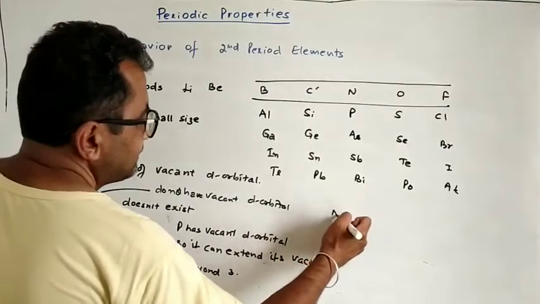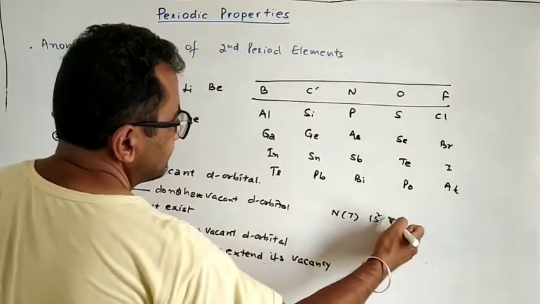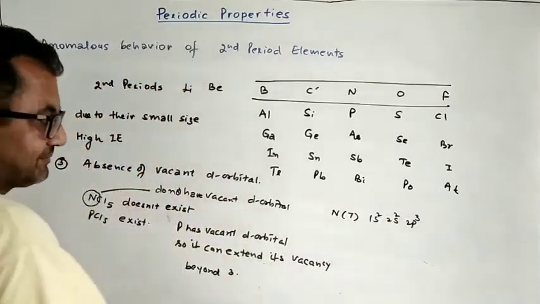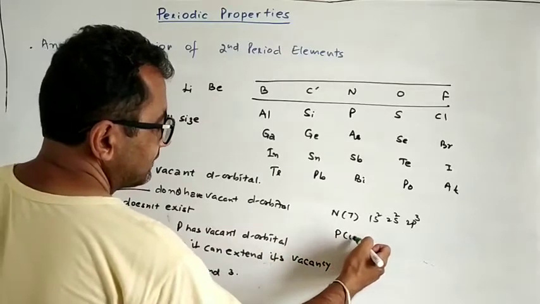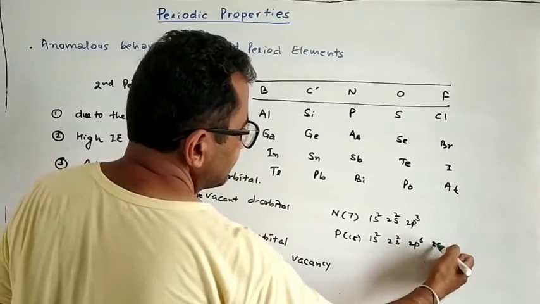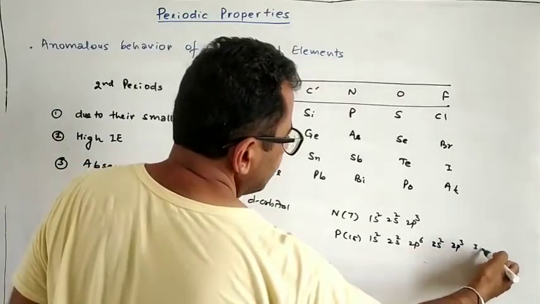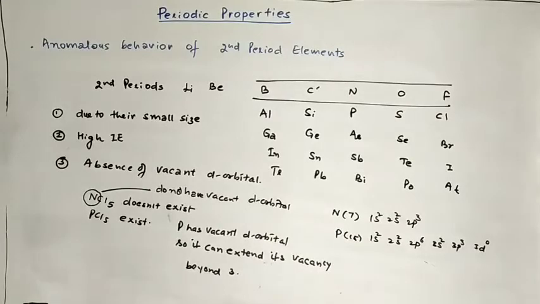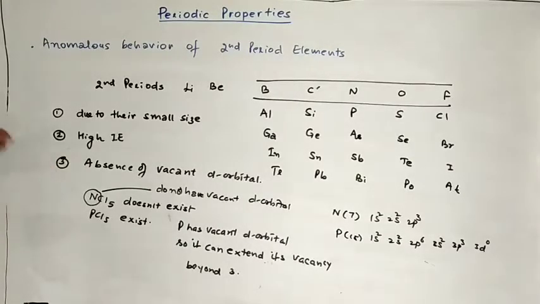Let's write the configuration. Nitrogen 7: 1s2, 2s2, 2p3. There is no 2d. Phosphorus: 1s2, 2s2, 2p6, 3s2, 3p3, 3d0. So d is there, 3d exists, but 2d does not exist. So this is the most important point by which these elements show some different behavior than the rest of the elements. Okay.